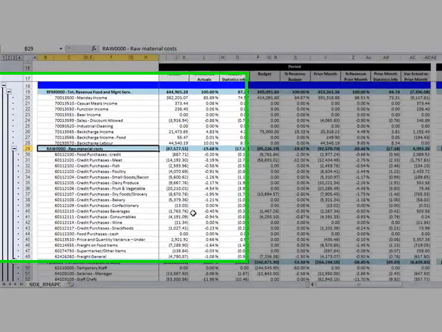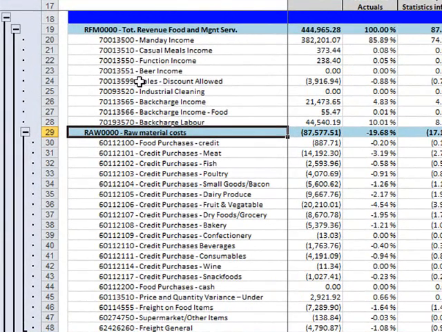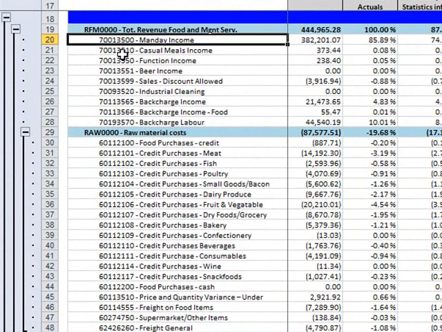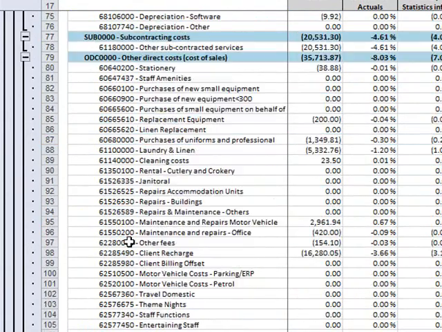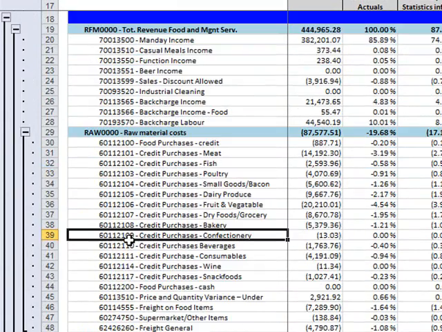So this is a profit and loss for Sodexo. We can see at the top here are revenues and at the bottom are all the costs. So this is consistent with any other P&L, except with Sodexo you can see all the different cost centres here going all the way through. I'm just scrolling down there.